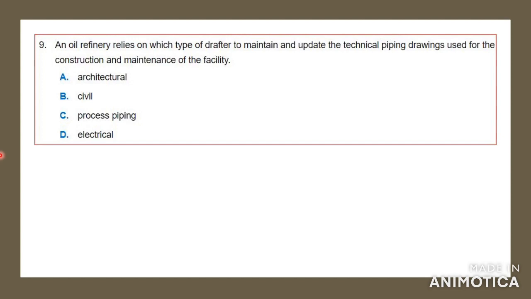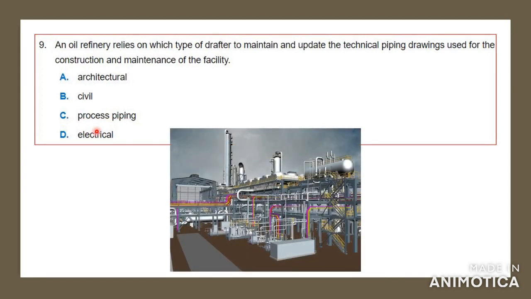So the person that is used for that kind of drawing would not be the architectural drafter, it would not be the civil drafter, and it would not be the electrical drafter. So it has to be the process piping guy. Okay. All right, so the answer would be C. And this is an example of a plant, and you can see there's a lot of pipes. So you want to have somebody who is versed or trained in that area in order to maintain and keep the facility in good working condition.